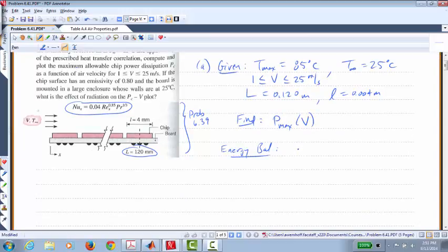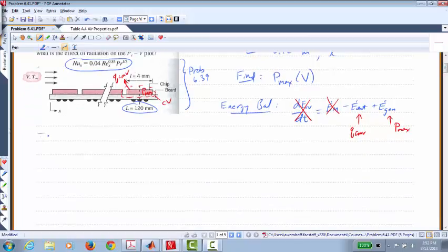So let's do our energy balance here. dE_cv/dt is equal to E dot in minus E dot out plus E dot gen. We'll draw our control volume around the chip. We know that there's convection leaving the chip. We know that we have our power, we'll call P max, inside the chip. So this is under steady state conditions, and there's no energy flowing into the control volume. We do have convection leaving the control volume, and we have our power as heat generation. So it's a simple energy balance here.